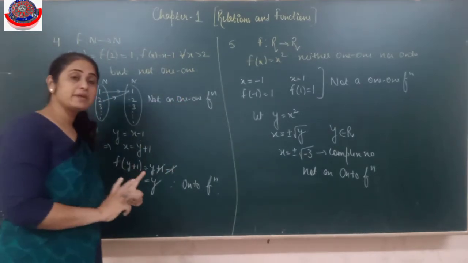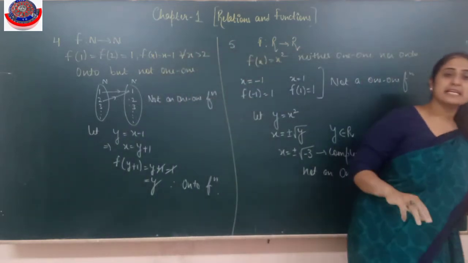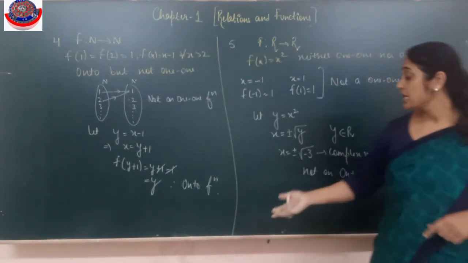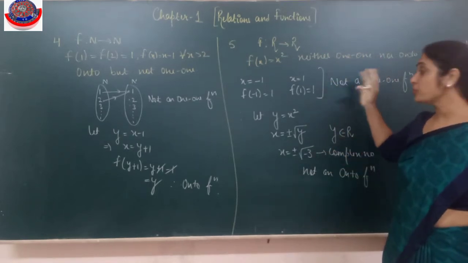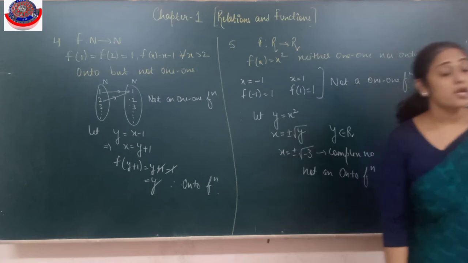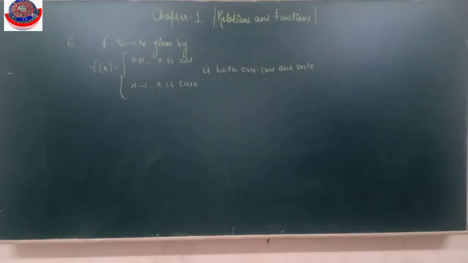One element, different images. Onto: for every element of the second set, there is one pre-image available in the first set. When you have to prove neither-nor, you can do it by examples also. There is no problem at all. Let's see the next example.